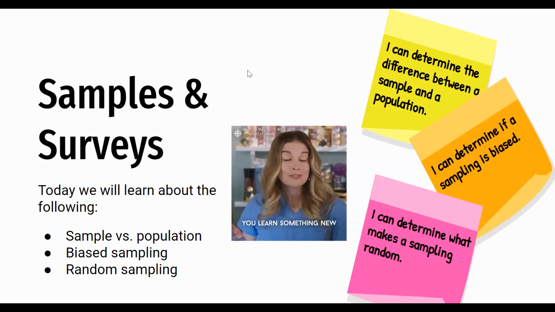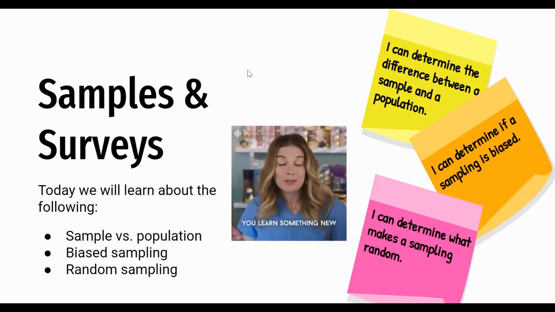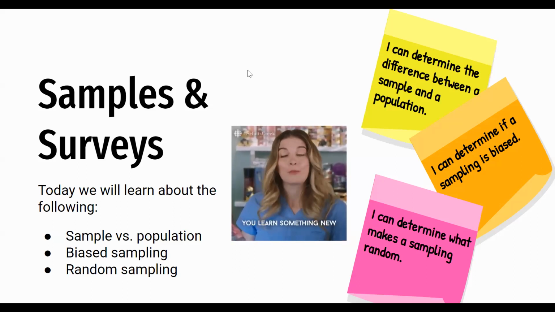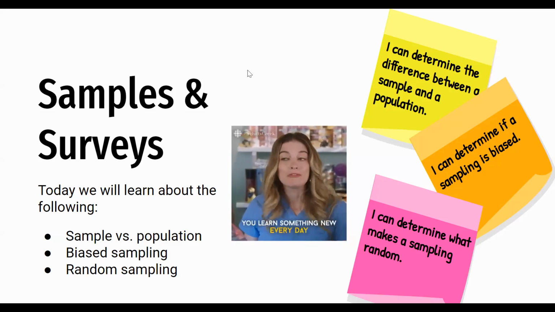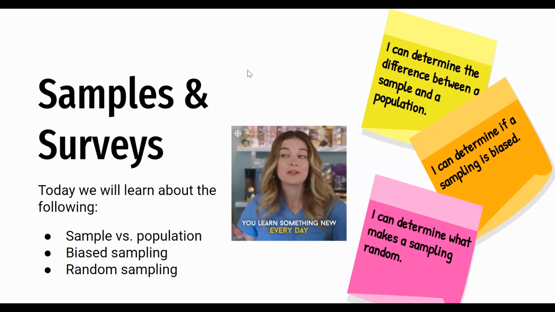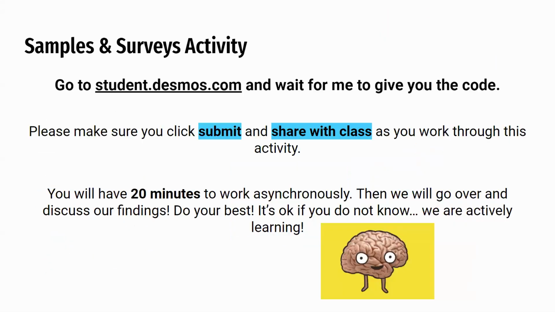So what we aim to do here, which you probably already accomplished, but we just want to be extra sure, is make sure that we can identify the difference between a sample and a population, determine if a sampling is biased or not, and determine successfully what makes a sampling random. So let's hop right into it.